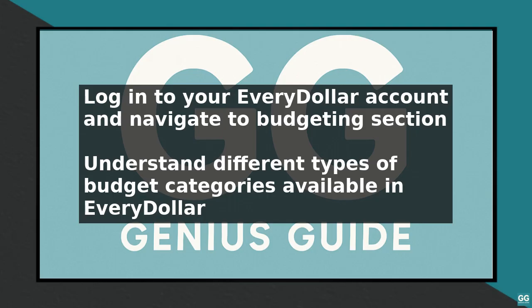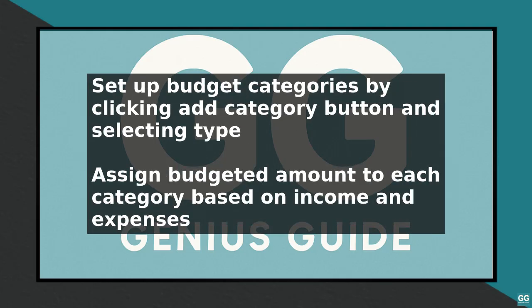manage your expenses efficiently. To set up your budget categories, begin by clicking on the Add Category button and selecting the category type that best suits your needs. For example, if you want to track your rent or mortgage payments, select the housing category.